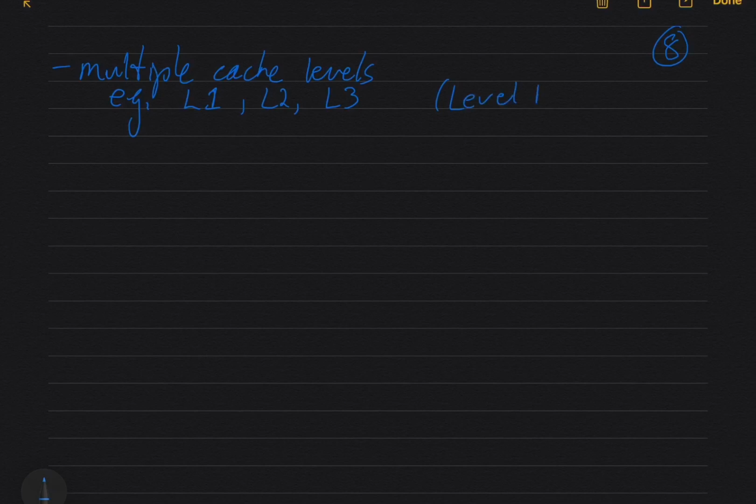Okay, so now continuing on with caches. Usually there's more than one level of cache in a general purpose processor. So we have multiple cache levels. So for example, you might have the L1 cache, the L2 cache, and the L3 cache. So L just stands for level. So level 1, level 2, and so on.